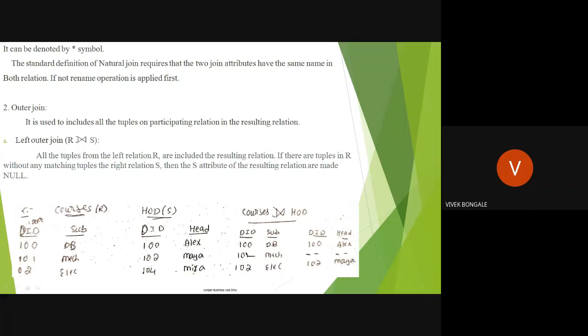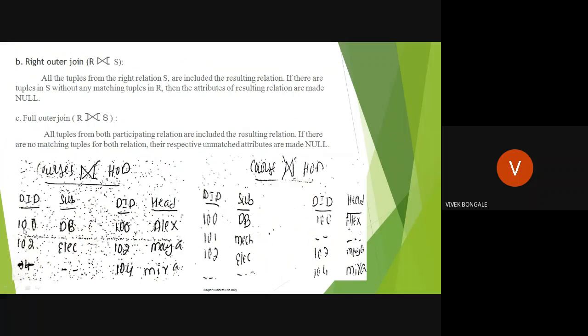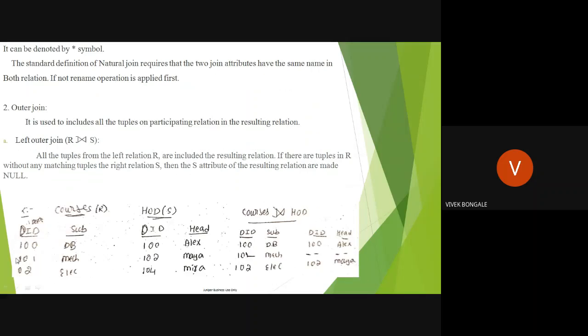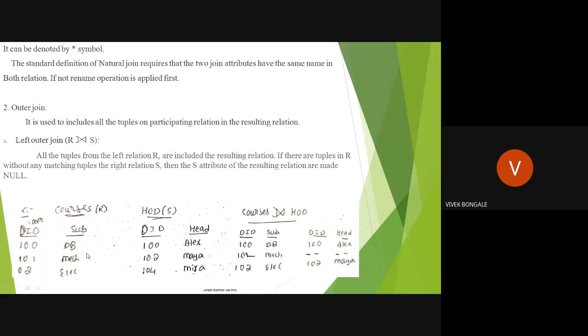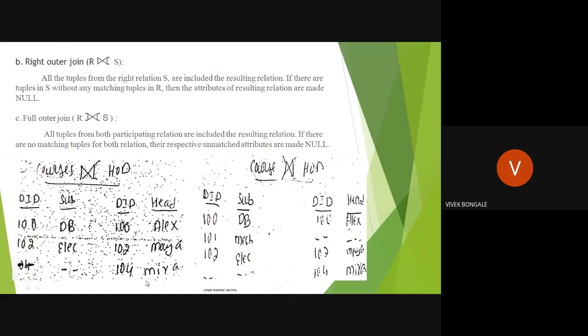100: database and Alex. Here 100 database, 100 Alex. Next 102, the third tuple: 102 electrical, Maya. Here 104 is not there in the course table, so we place 104 Mira at the right hand side, and the left hand side table value will be placed as null. This is from the right hand side to the left hand side, so we say it is a right outer join.